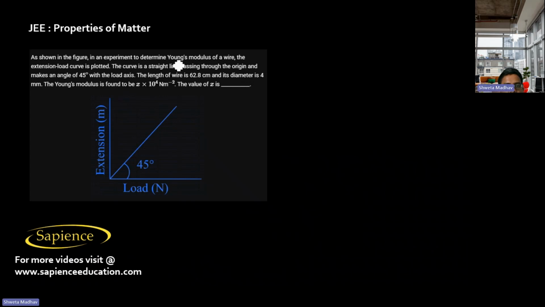Shown in the figure, in an experiment to determine Young's modulus of a wire. So we know that load and extension are related: F is equal to YA by L into delta L. So for the F versus L graph, the slope will give us the value of YA by L. The curve is a straight line passing through the origin and makes an angle of 45 degrees. So the slope is tan 45, that is equal to 1.